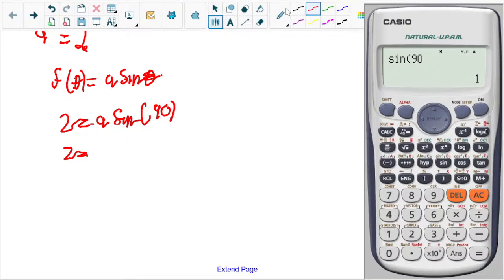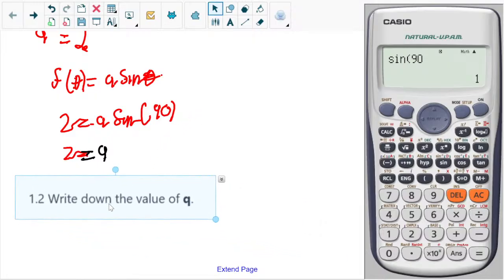Do you want to divide by 1 on both sides? The other one is easier, just leave it. It's easy. A equal to 2, they're going to give you full marks. Next: write down the value of Q.